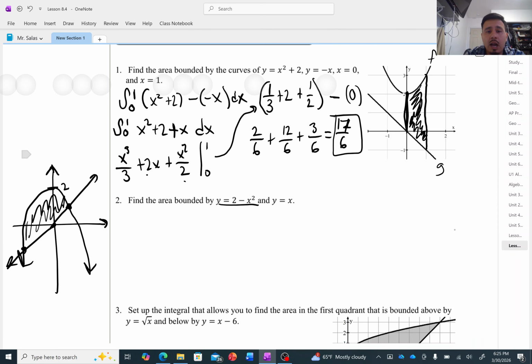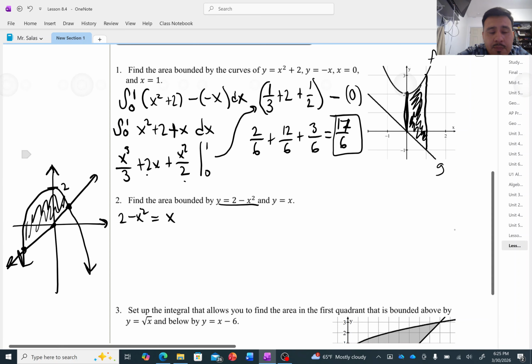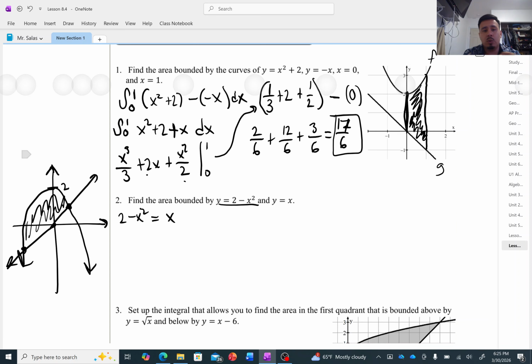Now, from right here, I want to know what are my bounds for my integrals. So how can I find the bounds for the integrals? I wasn't given the bounds like in the previous one. So in order for me to find the value of x, I'm going to set both functions equal to each other. So I'm going to say 2 minus x squared is equal to x. I'm going to move everything to one side. In this case, I want to make sure that x squared is positive, so I'm going to move it from the left to the right.